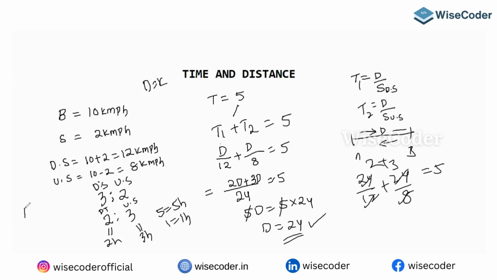What is the basic distance formula? Speed into time. Yes. What is upstream speed, guys? 12 into, what is the time? 2. Yes, I got 24 directly here. You can check it with the next one also. What is upstream speed? 8. What is the time he is taking? 3 hours. 8 into 3 is 24.